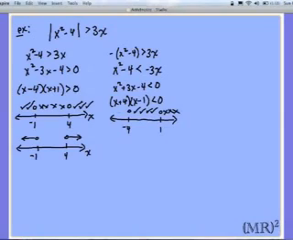And testing a number smaller than negative 4, such as negative 5. Negative 5 squared is 25, minus 4 is 21, and negative 5 times 3 is minus 15, and 21 minus 15 is 6, which is not less than 0. So for this one, I have the number line where x is less than negative 4 or greater than 1.